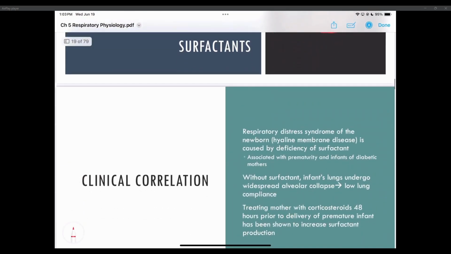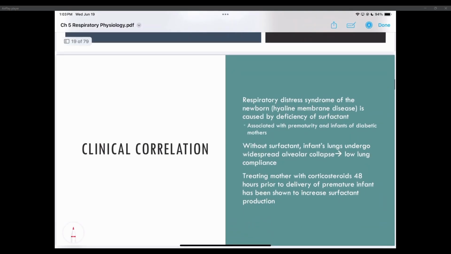Just a quick clinical correlation regarding surfactant, respiratory distress syndrome of the newborn, called hyaline membrane disease, usually associated with premature babies when they're born without surfactant, because the lungs are the very last thing to develop in babies. The entire time they're developing, the mother provides all the oxygen for them. So they don't need the lungs. So when preemies are born, they usually give them some steroids to get that surfactant being made so that they can breathe and not have any respiratory problems. So that's kind of where this is coming from.